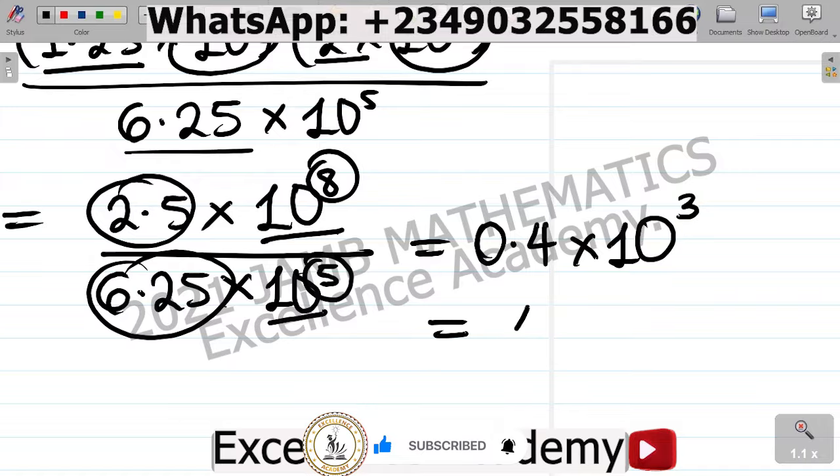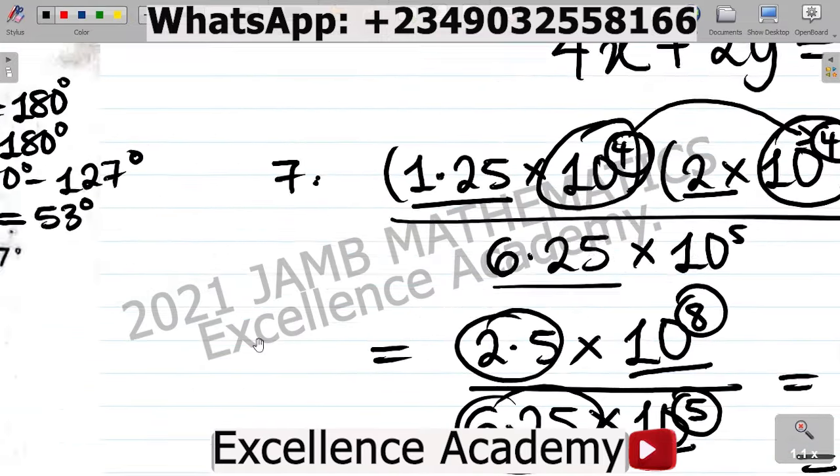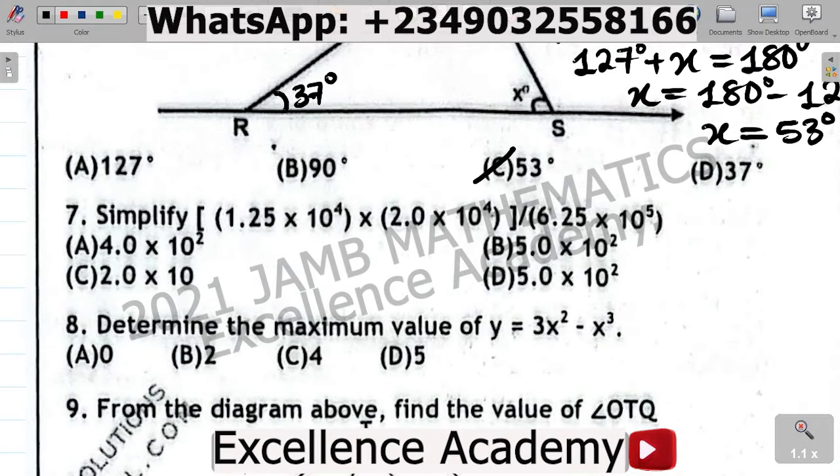That's about 400. All right, let's express 400 in index form. That becomes 4 times 10 to the power 2. Of course, 10 to the power 2 gives you 100. So the answer there is 4 times 10 to the power 2. Let's see which option that is. 4.0 times 10 to the power 2. That's option A. That is your correct answer.